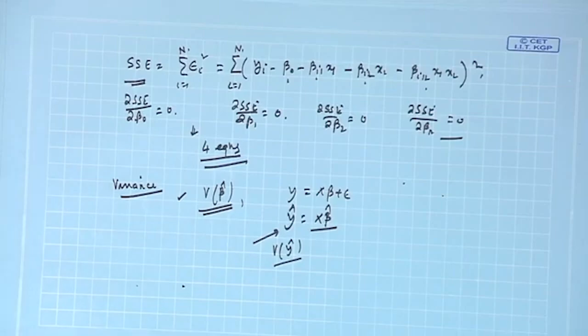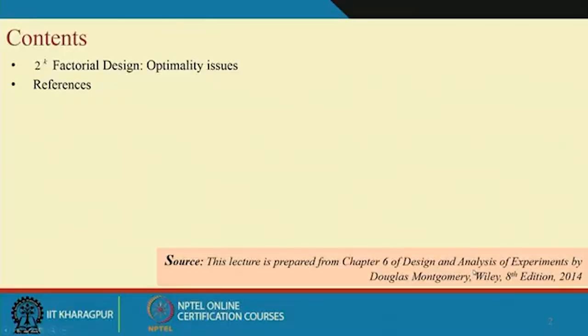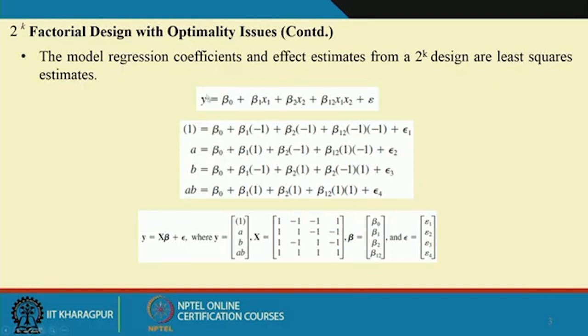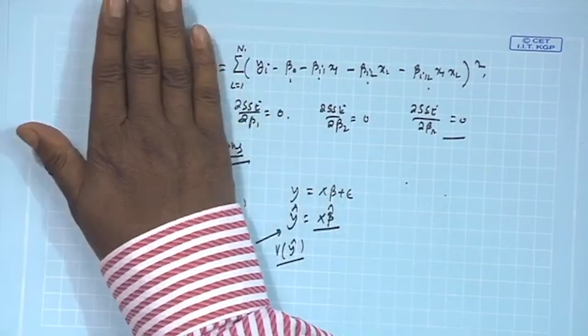Okay. So, these issues we will be discussing here, and we are basically taking the information from this book, the Montgomery book, Chapter 6. So, the explanation I have given you is that if you find the SSE and then take the derivatives with respect to beta_0, beta_1, and all those, you will actually estimate the beta values. This part we have seen earlier, I have shown you earlier also.